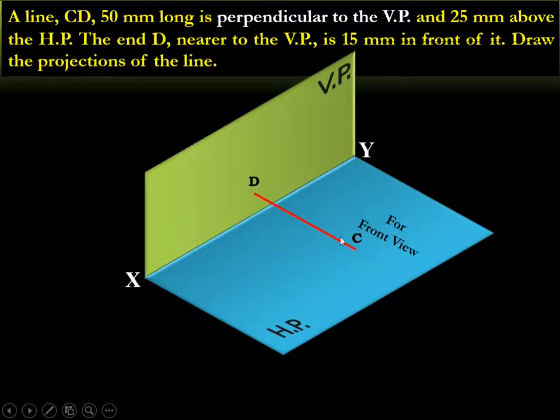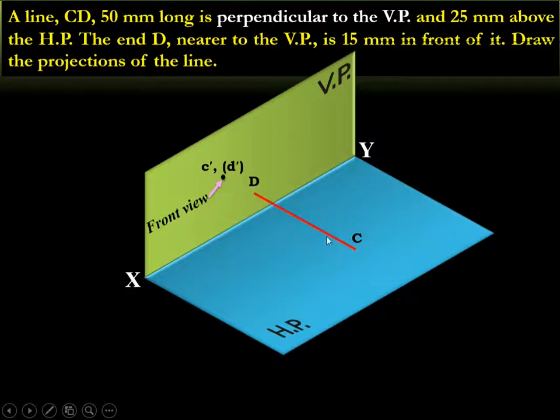To obtain the front view of the line capital CD, we need to observe the line from the front and the line needs to be projected onto the vertical plane. The projected point on the vertical plane can be called its front view and the front view must be denoted using the corresponding lowercase letters with dash.